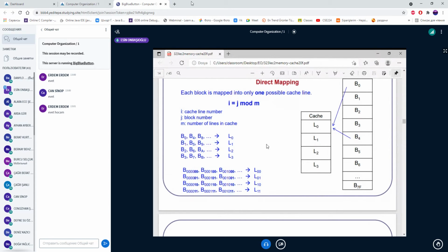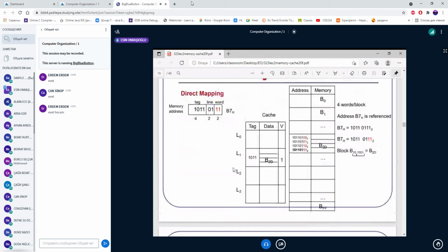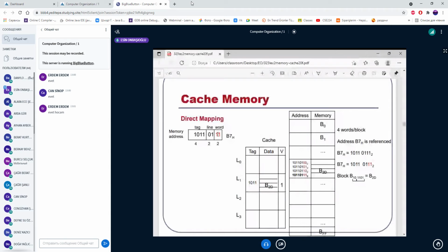So at any time that there is valid data in the cache, assume that we are checking line 0. There may be more than one block that is mapped to that line. But when we check that line, how can we determine which block it is? You remember, we divide the address that the CPU is trying to access into tag, line, and word fields.